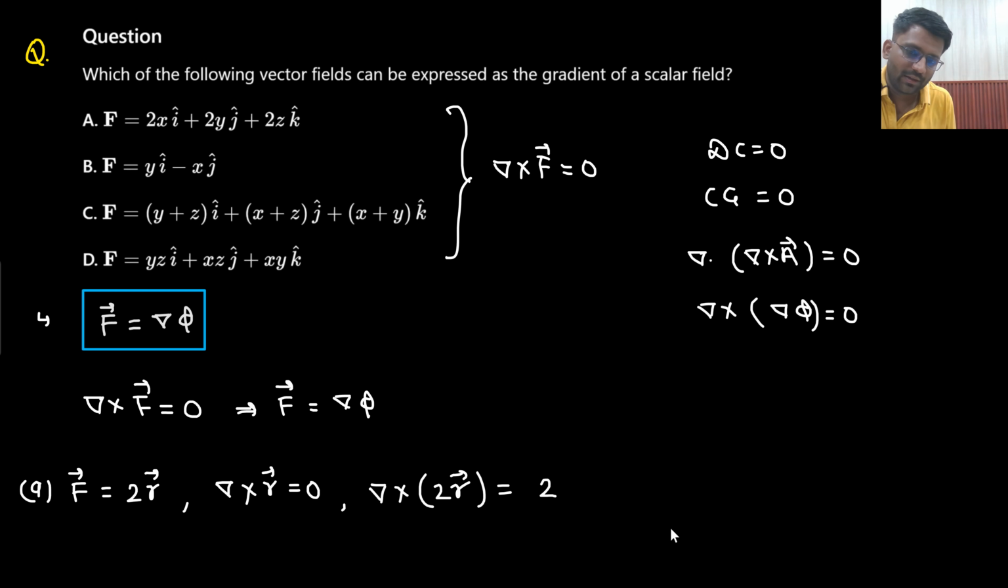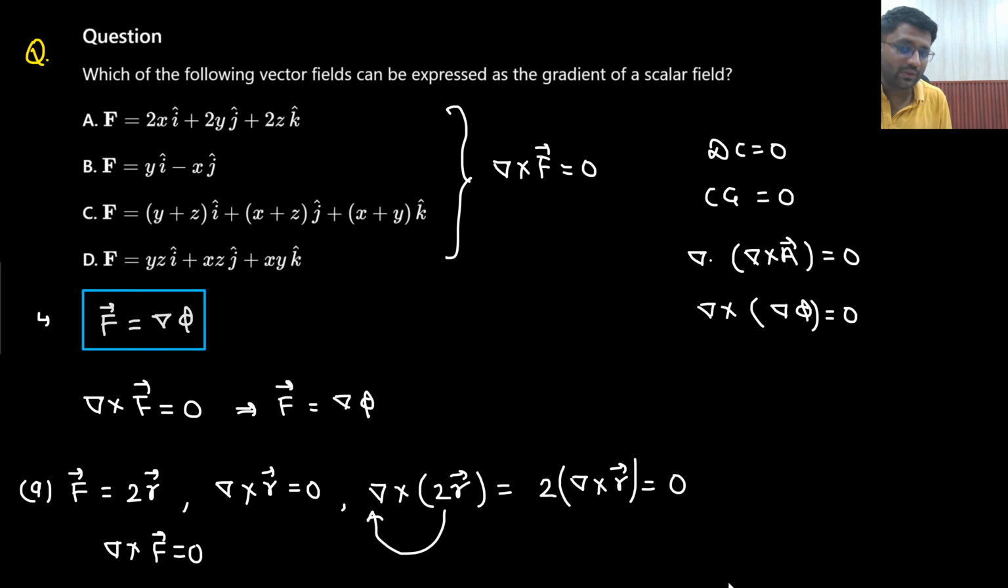What you get is del cross r, which equals 0 only, so 2 into 0 will be 0. From here you can write that del cross f comes out to be 0. But it is a constant, that's why you can take it outside. If it was a function of x, y, z, you could not take it outside; there is a separate formula that we will learn. But a constant value you can take outside. So the answer is 0, and the first one is the correct option.